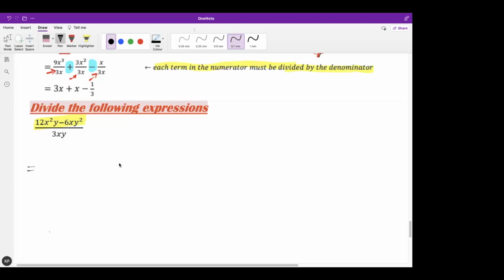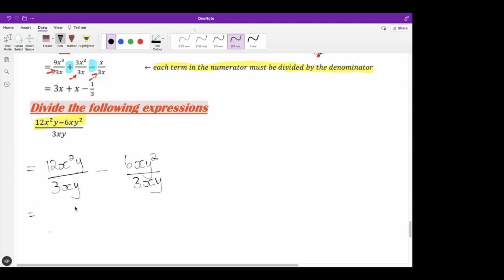I split them up, right? So I'm going to say 12x squared y over my denominator, which is 3xy. Now, which operation is going to go in the middle here? Am I going to say plus or minus 6xy squared? Minus, nice, minus 6xy squared over 3xy.